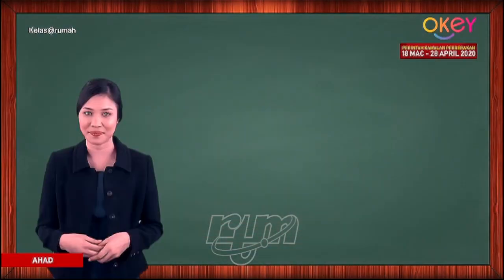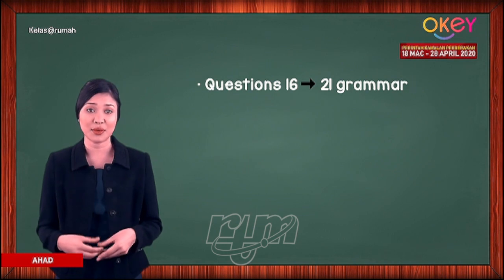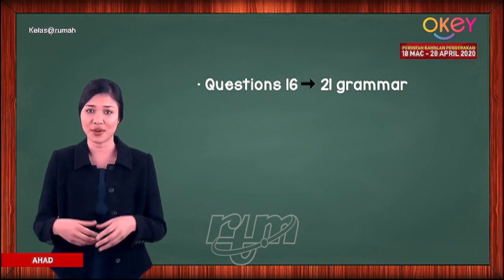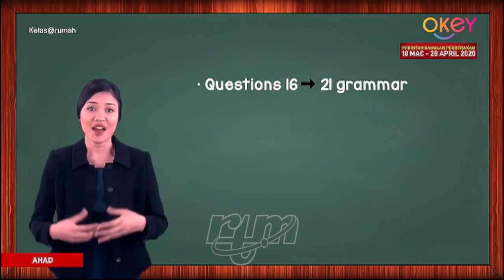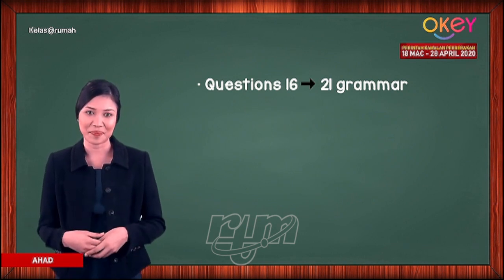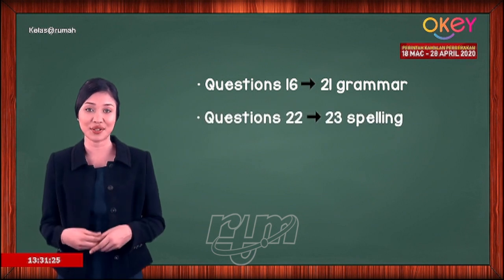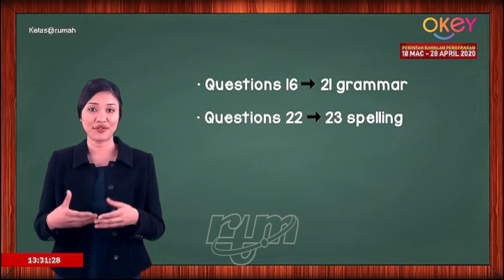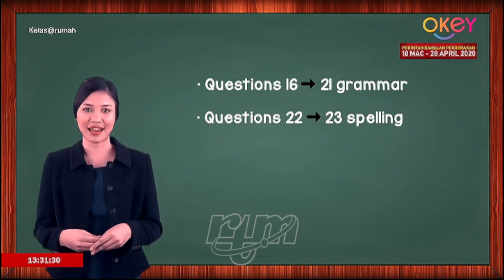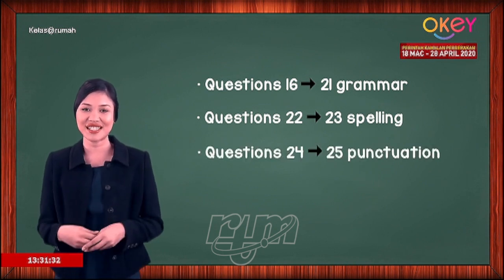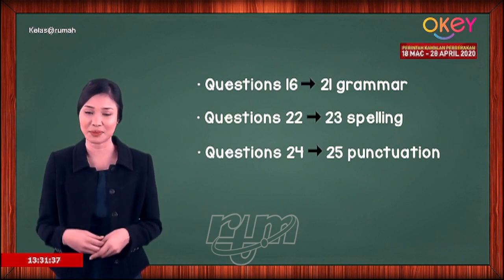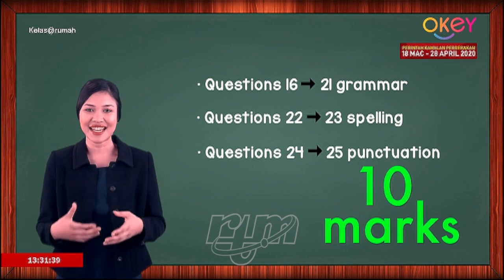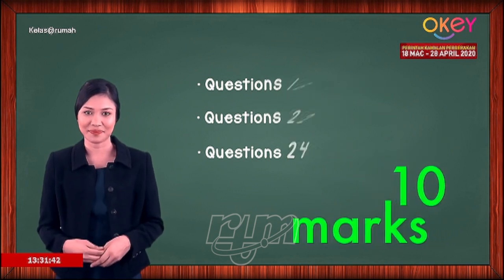Section C tests pupils' knowledge in 3 aspects. For questions 16 to 21, sentences with missing words are given. Pupils have to tap into their grammatical knowledge and fill in the blanks with the correct answer. For questions 22 to 23, pupils are supposed to fill in the blanks with the correct spelling. For questions 24 to 25, pupils are supposed to choose the sentence with correct punctuation. This section is worth 10 marks.